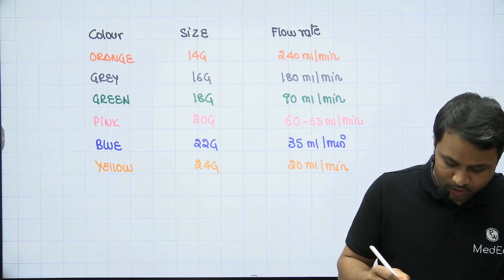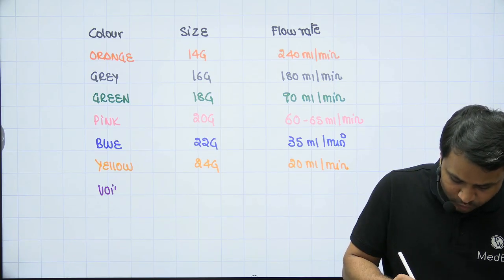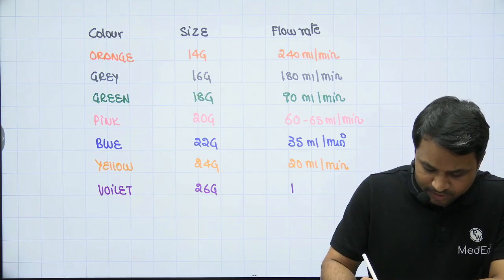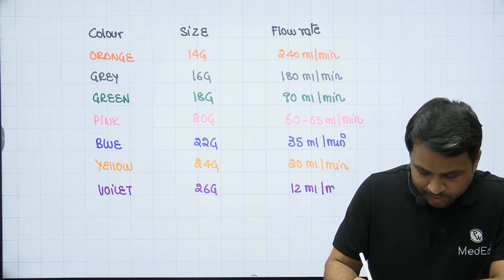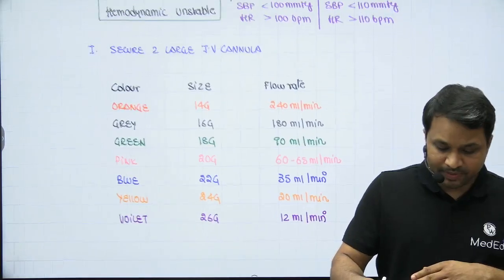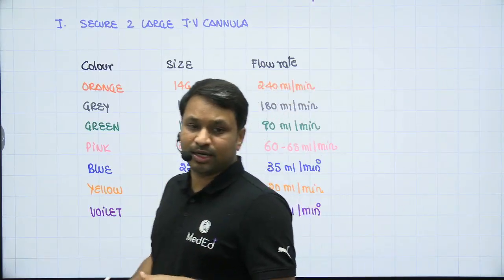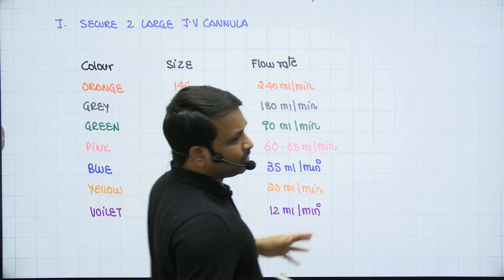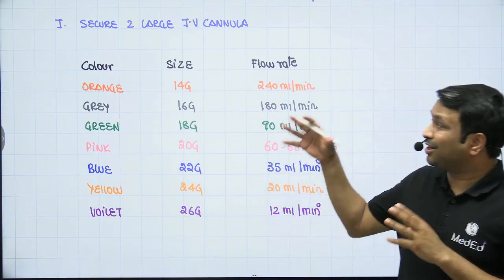And the last one that you have is purple, or we can say violet colored cannula, which is a 26 gauge needle with a flow rate of 12 ml per minute, right? So when we say two large IV cannulas, I should be able to know which cannula in which color code gives how much flow rate.